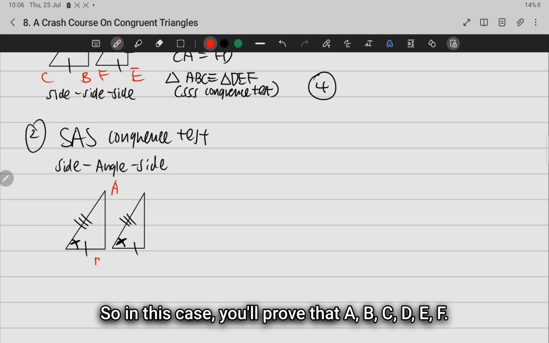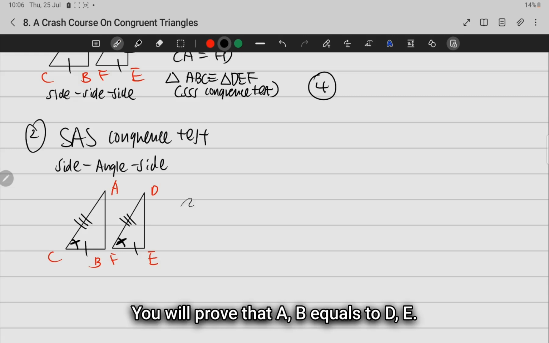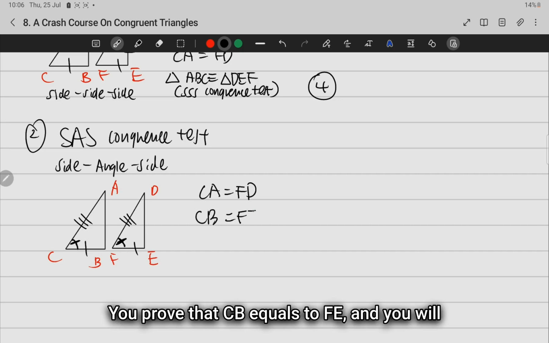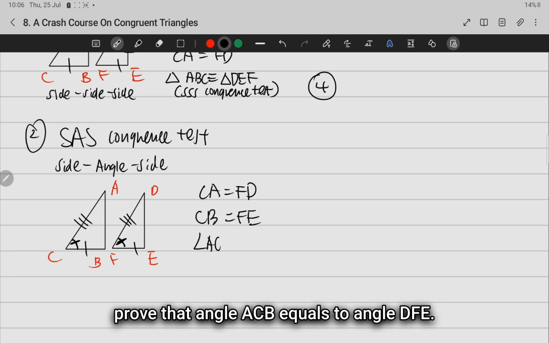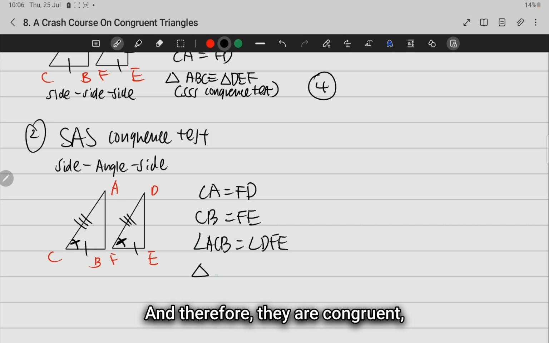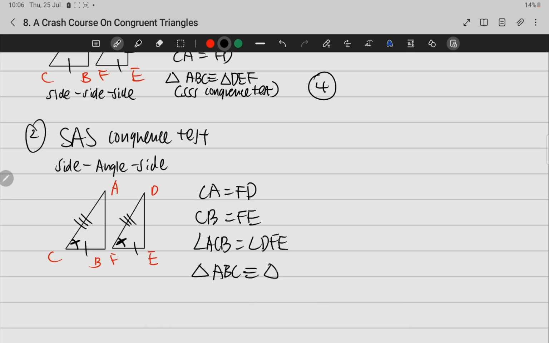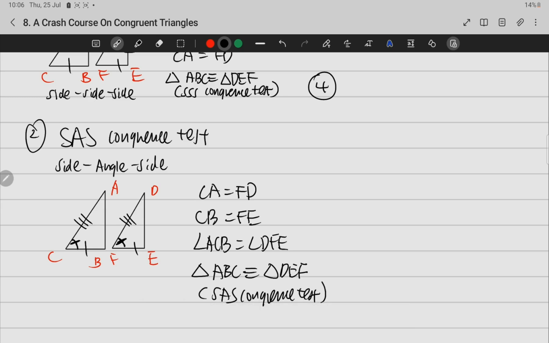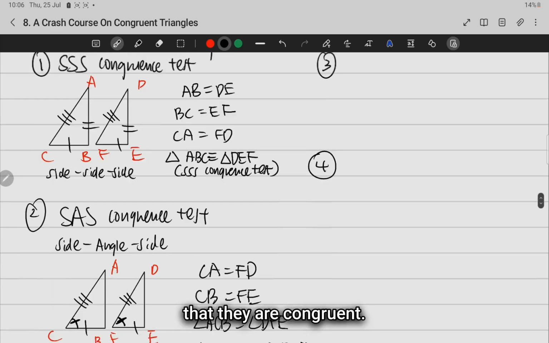So in this case, for ABC and DEF, you will prove that CA equals FD. You prove that CB equals FE. And you will prove that angle ACB equals angle DFE. And therefore, they are congruent based off the SAS Congruence Test. And that's how you prove that they are congruent.